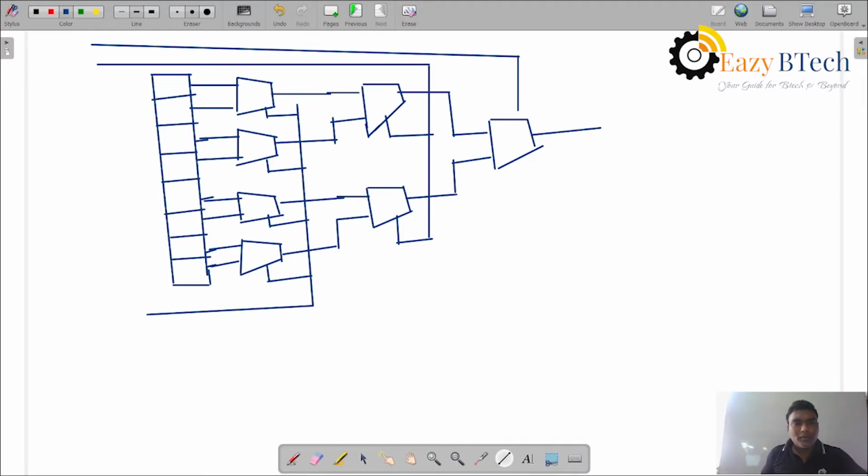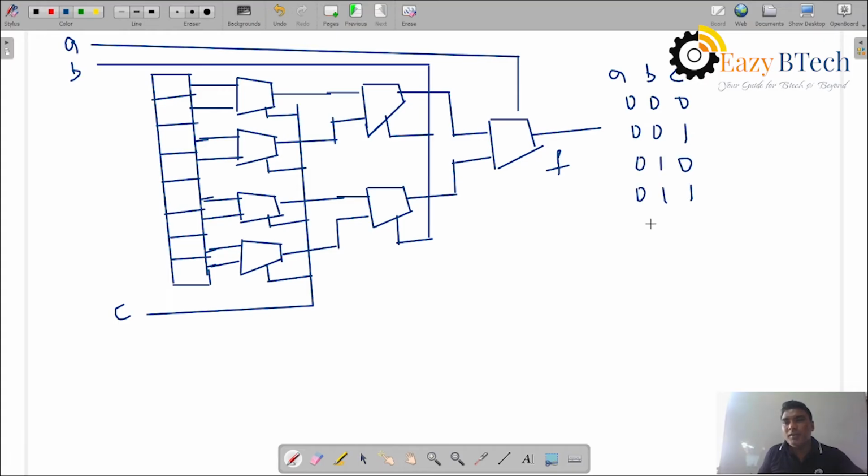Now let us see, the inputs are A, B and C. Now the final output. ABC inputs are the 3 inputs: 0 0 0, 0 0 1, 0 1 0, 0 1 1, 1 0 0, 1 0 1, 1 1 0 and 1 1 1. Let us take the adding sum value. It is a sum value design function.